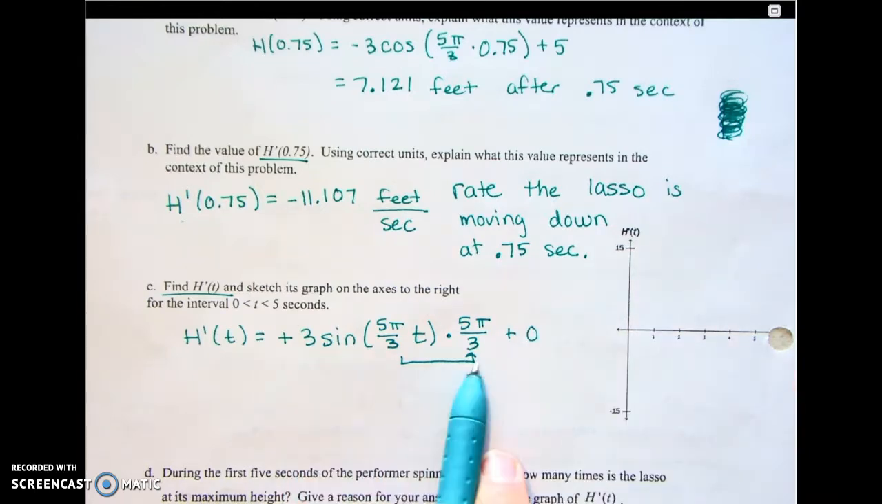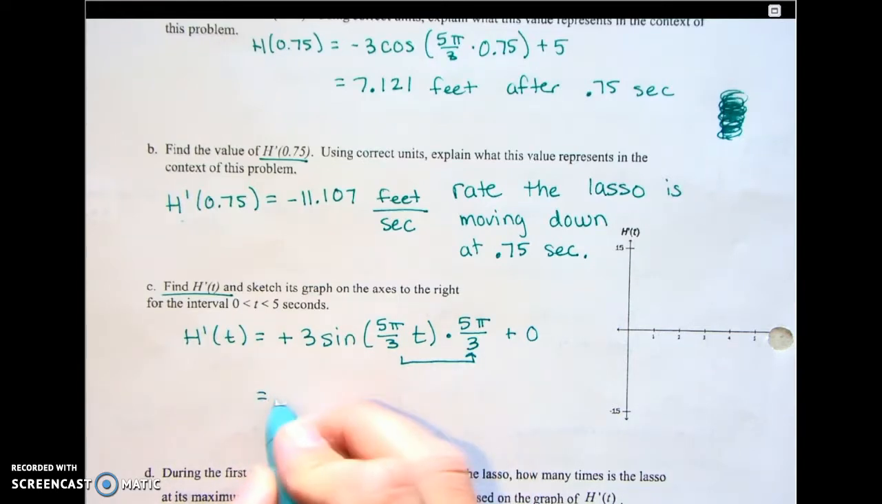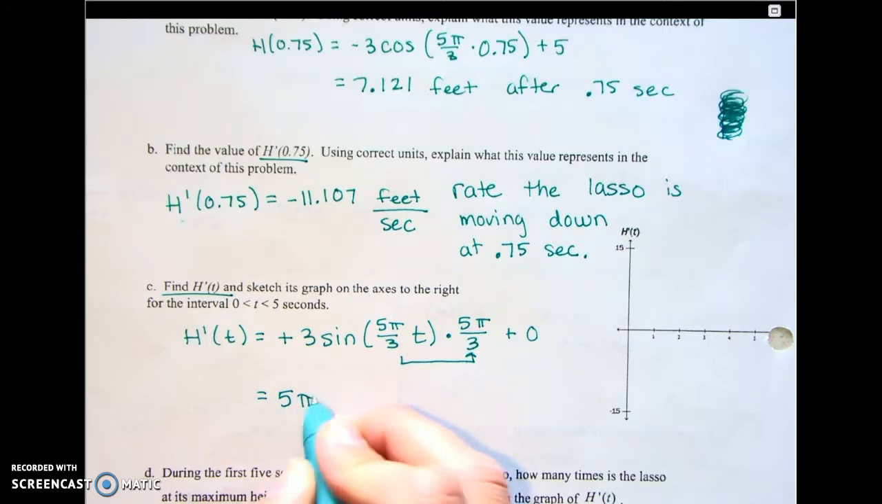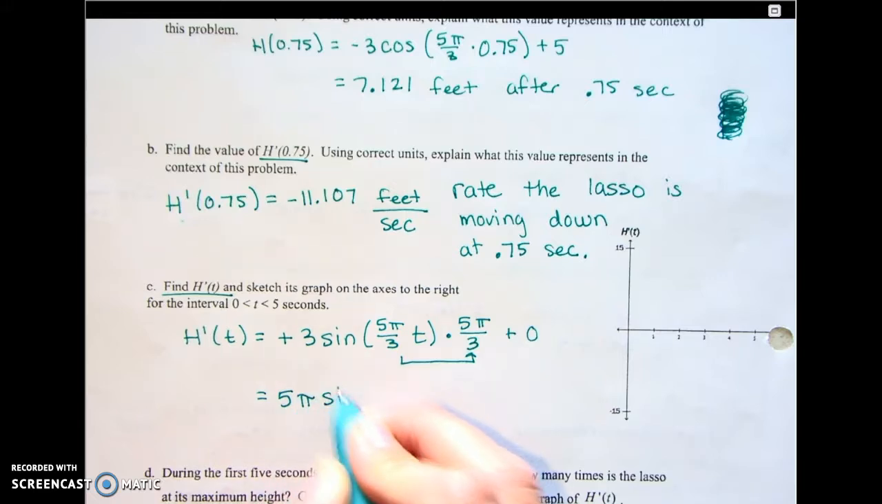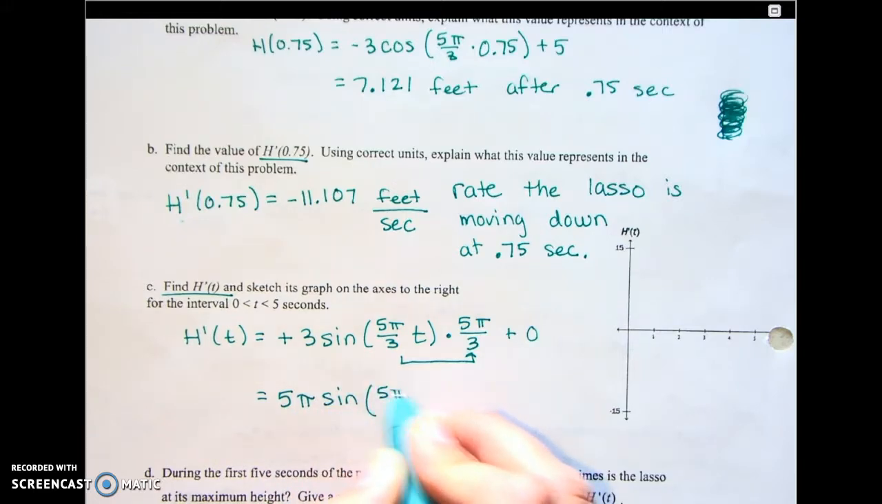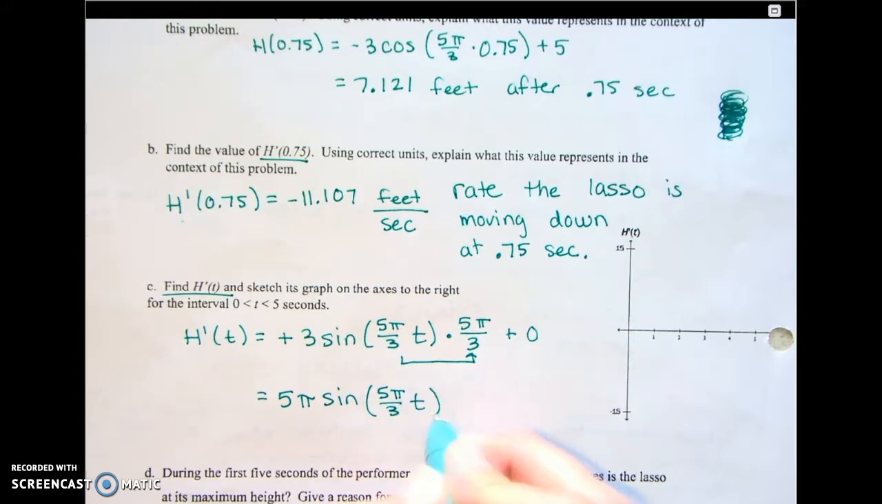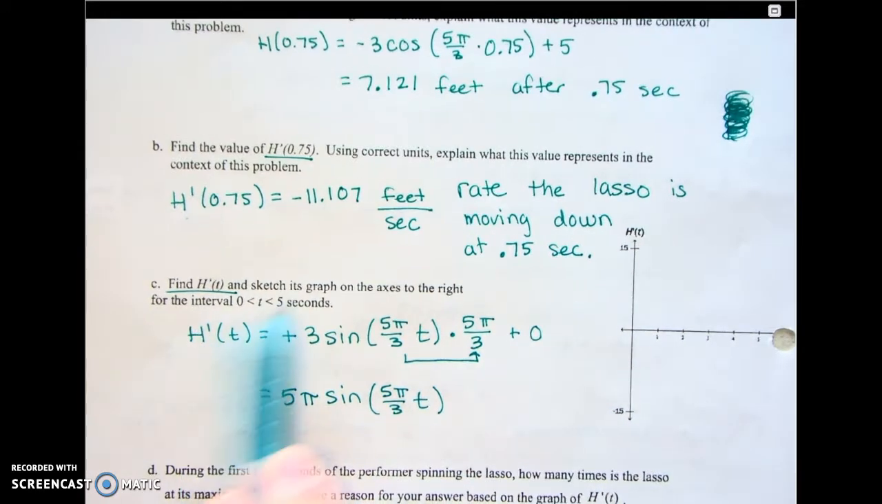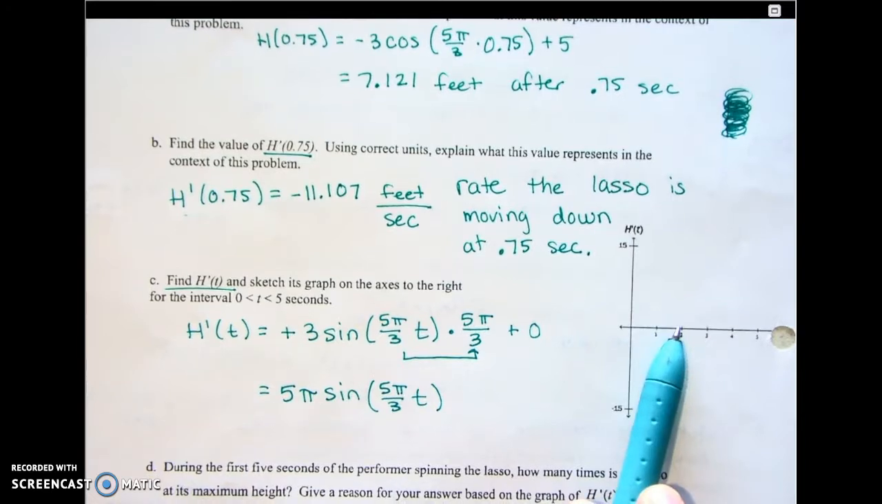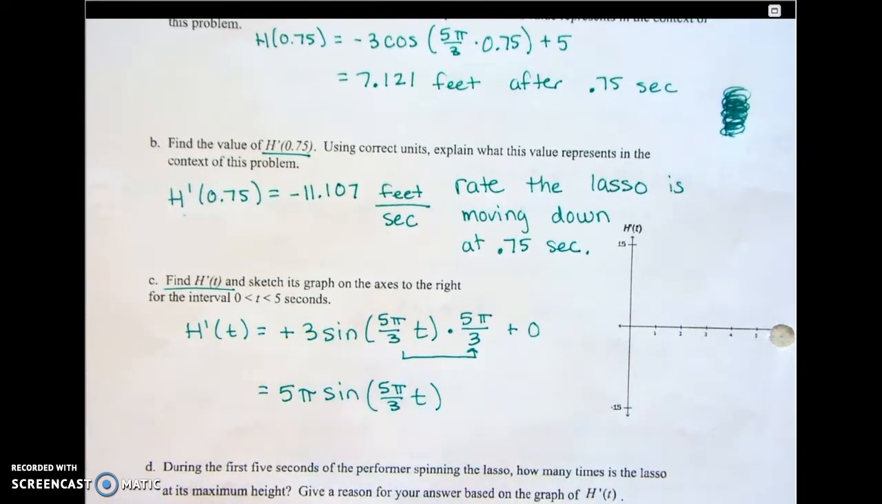Now, how can this simplify? Do you see the 3 in the numerator, the 3 in the denominator? So those divide out, and this is really 5 pi times the sine of 5 pi over 3t. Find the derivative and sketch the graph on the axis to the right for the intervals from 0 to 5.